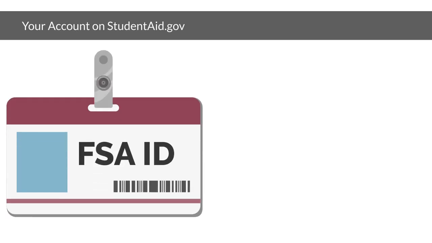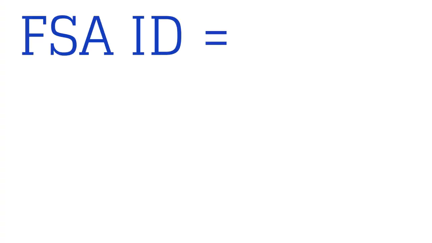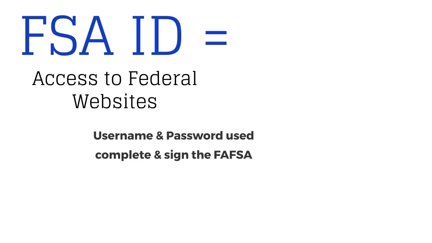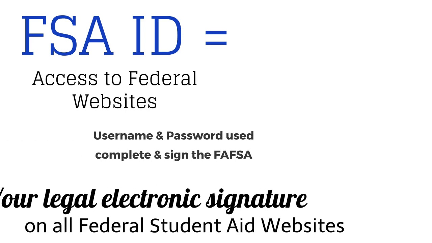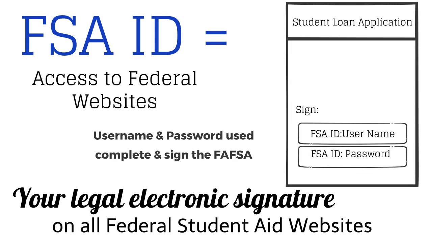What you're doing when you set up your account is creating what is called an FSA ID, or Federal Student Aid ID. This is a username and password uniquely attached to you that gives you access to all your personal financial aid information on the StudentAid.gov website. Your FSA ID not only allows you to access the Federal Student Aid website and complete and sign your FAFSA, but it also serves as your legal signature for everything federal student aid related. For example, if you take out a student loan, this is how you electronically sign loan documents.